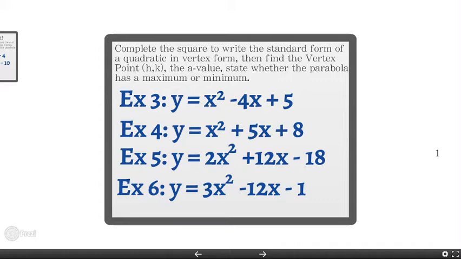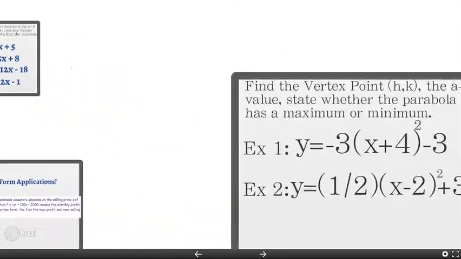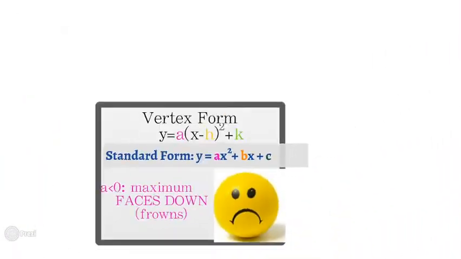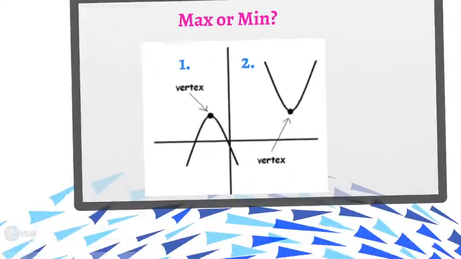But anyways, the main reason why you need to know how to complete the square is it's useful to write standard form as vertex form. So completing the square is really good when you need to rewrite an equation in a different form. Okay, so remember, let's go way back.